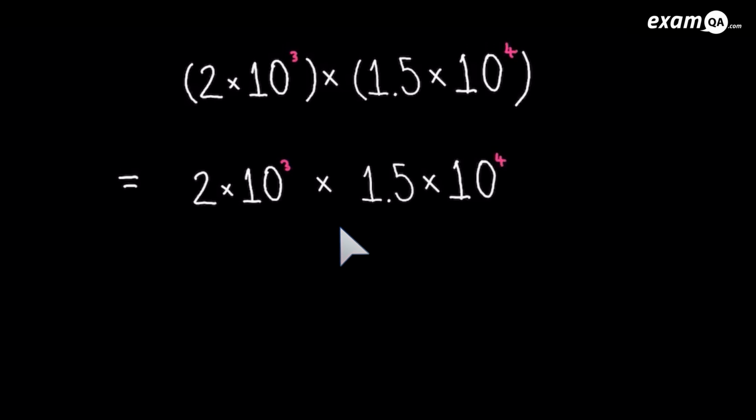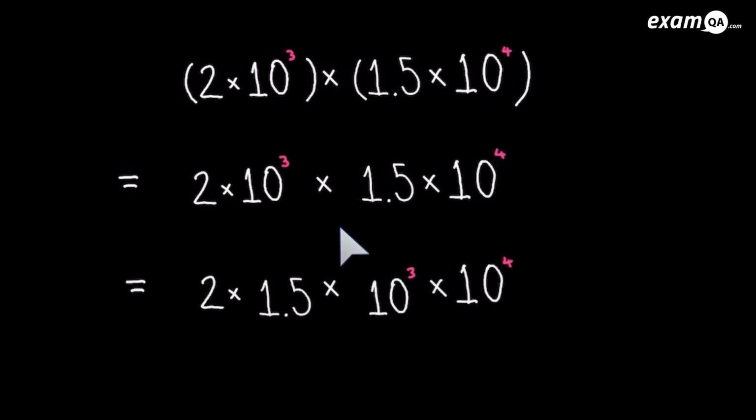Okay, so we did say the order doesn't matter. So why don't we change the order to make this multiplication easier for ourselves? And that looks a lot better. We've got 2 times 1.5. Now 2 times 1.5, you should be able to say is 3. And here we've got 10 to the power 3 times 10 to the power 4. And in these cases, we simply add the powers. And if you're not sure about that, just go and watch the video on indices. So our answer is 3 times 10 to the power of 7.